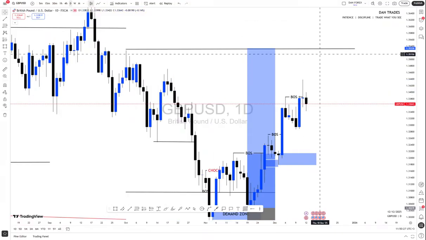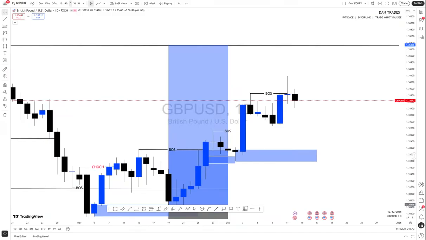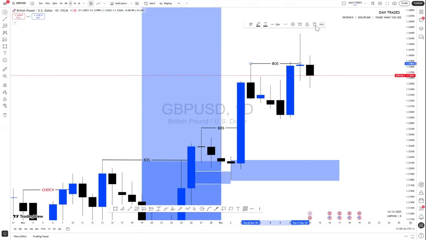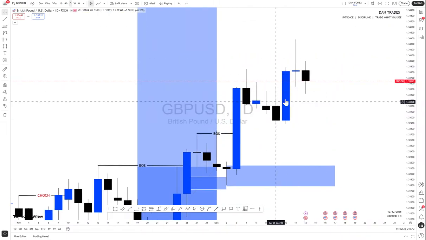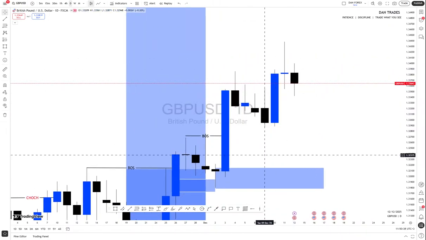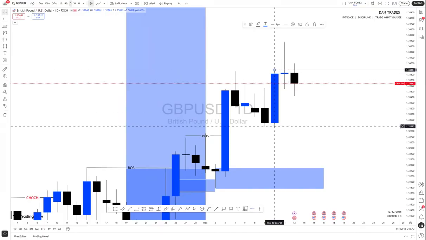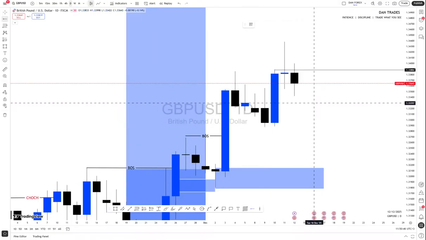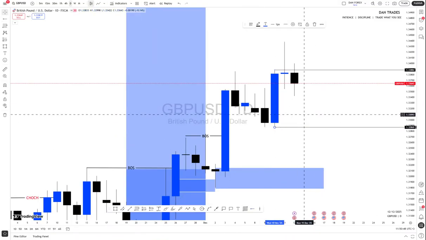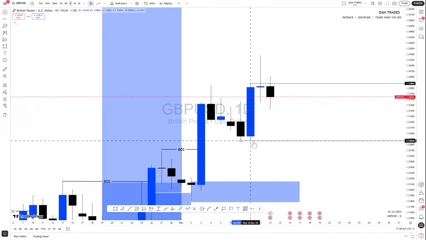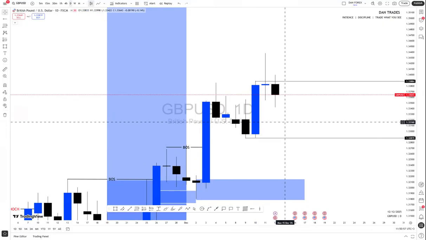Now, using the CRT model, we can see that at this area, let me remove this breakout structure. At this area here, this bullish candle, we have managed to do what? To take out the high, right? But the low, we haven't managed to take that low, right? So we have to swap the high, we're supposed to be targeting this sell side liquidity, right?